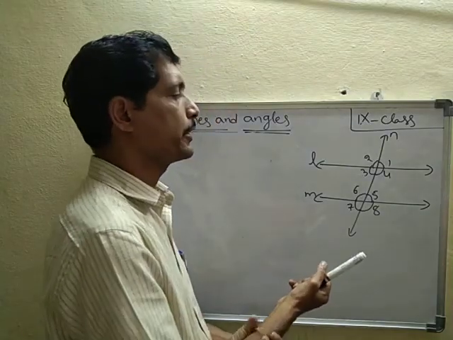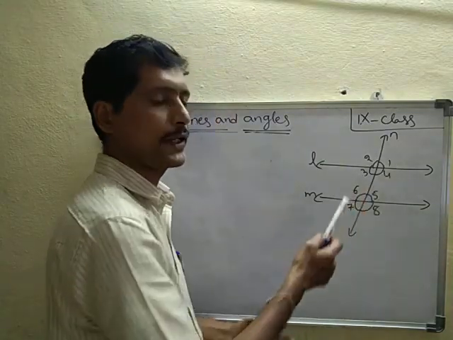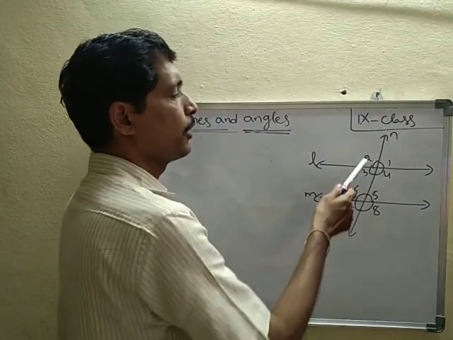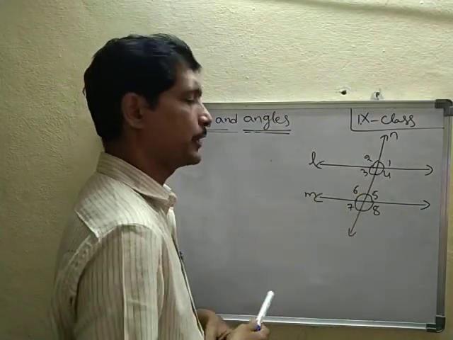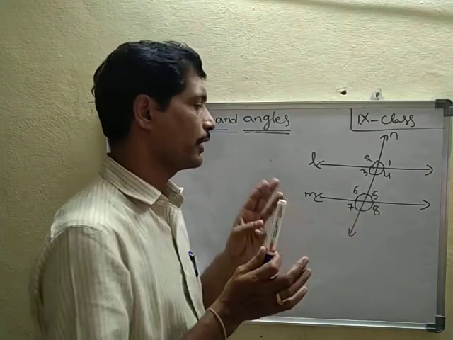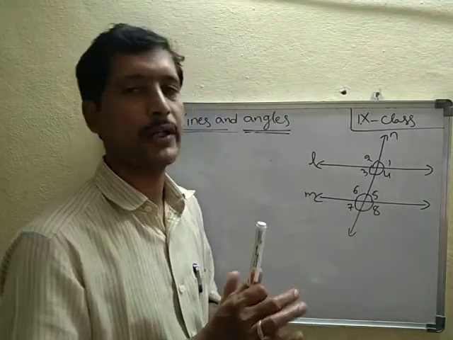And vertically opposite angles. Angle 1 and angle 3 are vertically opposite angles. Vertically opposite angles are always equal. 2 and 4, that is also vertically opposite angles. 5 and 7, 6 and 8. Therefore, there are 4 pairs of vertically opposite angles.